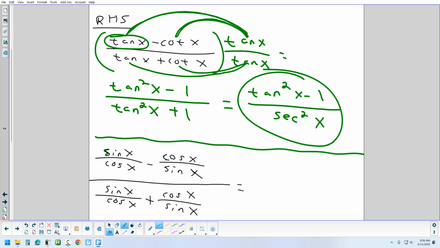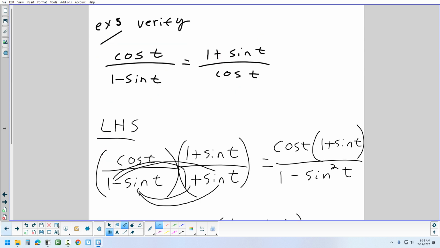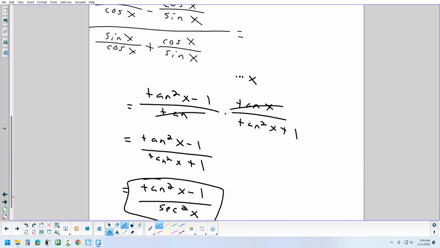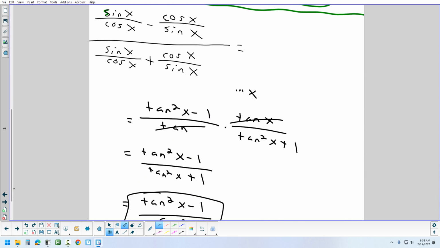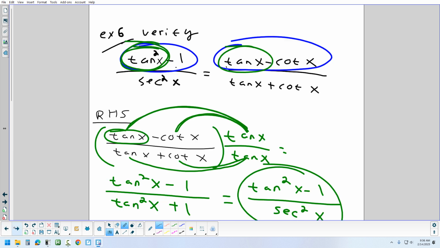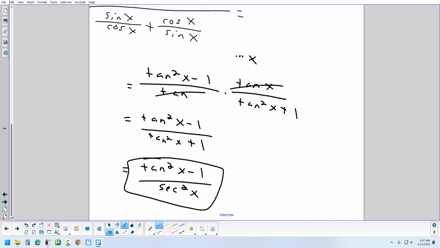Multiply by the conjugate? Usually conjugate is when we have like 1 plus something or 1 minus something, or a number plus a trig function. We don't really have that format in the problem that we're doing. It's a little different.